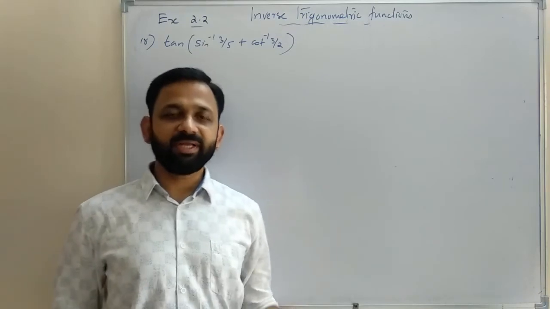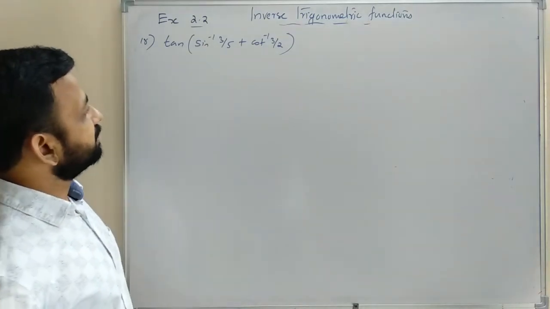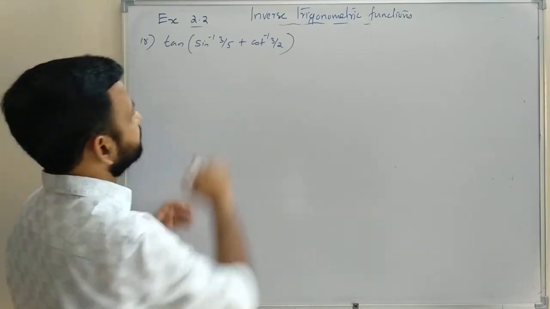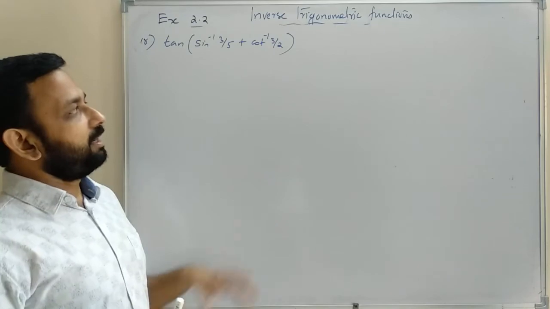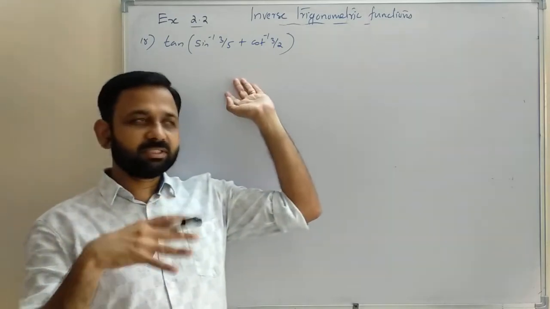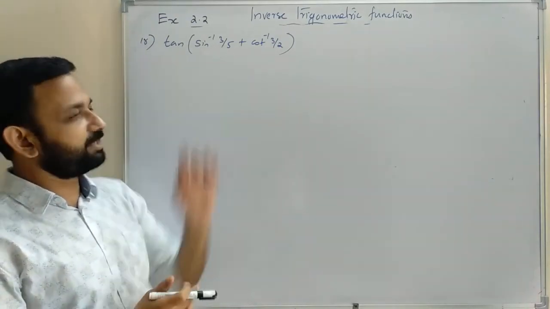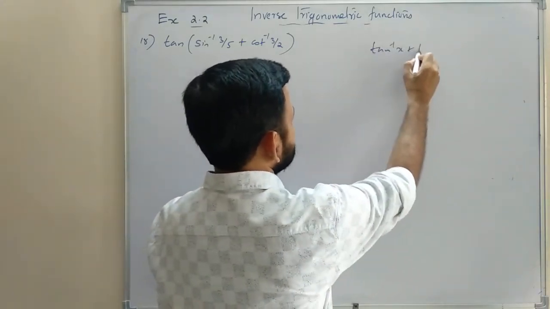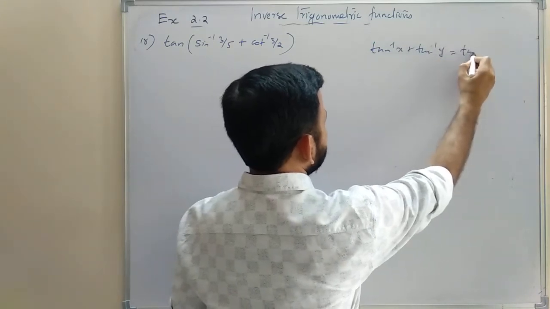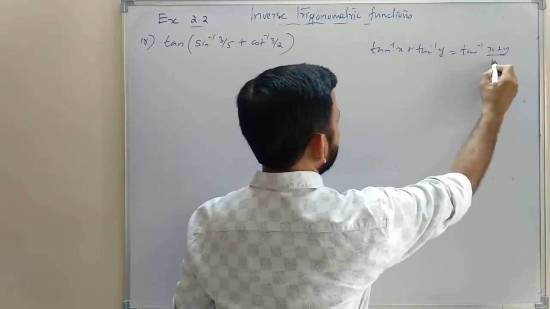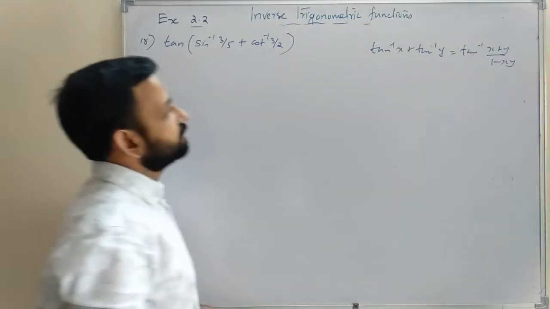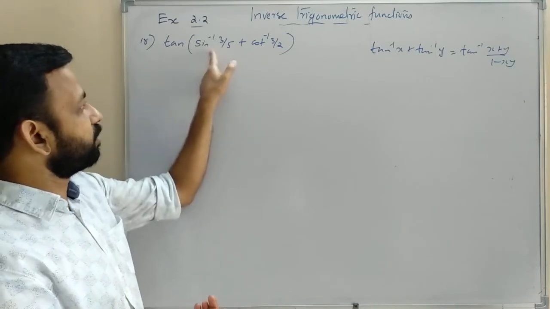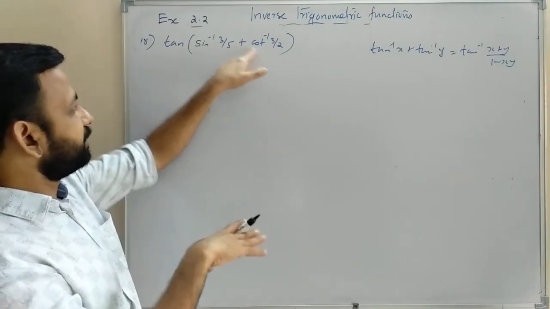Now we will do question number 18. Tan of sin inverse 3 upon 5 plus cot inverse 3 by 2. So we need to find the value of this trigonometric expression. We are familiar with the formula tan inverse x plus tan inverse y is equal to tan inverse of x plus y upon 1 minus xy. So we can reduce both the functions in this expression into tan inverse form.